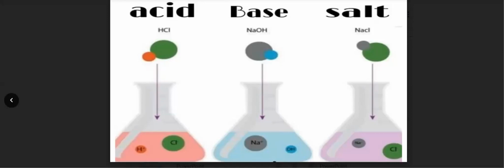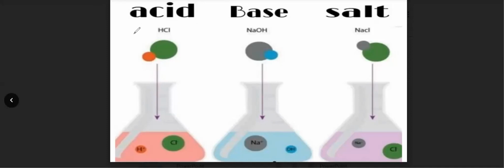We are going to start with the topic of acids and bases. So in this class, I will be covering what acids are, what the categories of acids are, and the physical and chemical properties of an acid.